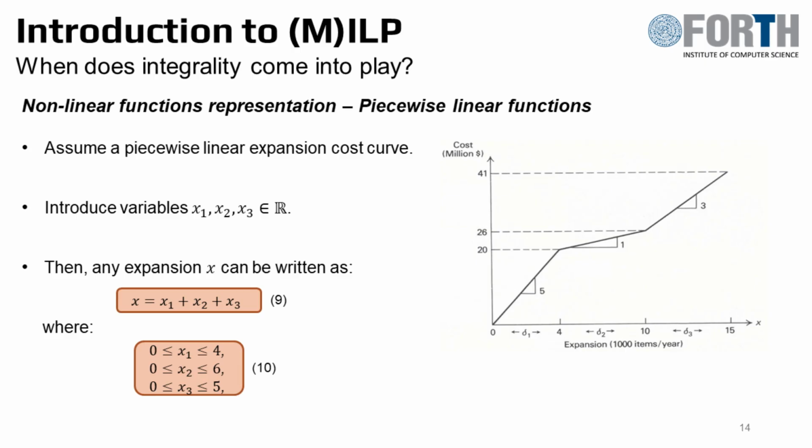Since each segment has its own capacity limit, we express the bounds as the constraints of equation 10. This means that the first segment can contribute at most 4 units of expansion, the second segment can contribute at most 6 units, and the third segment can contribute at most 5 units. The total expansion is constructed by allocating expansion across these 3 segments, respecting their individual upper bounds.